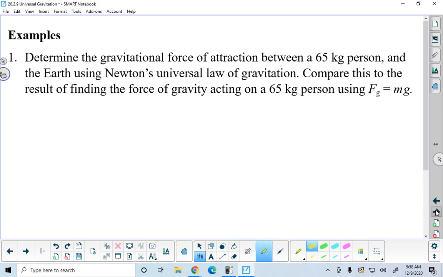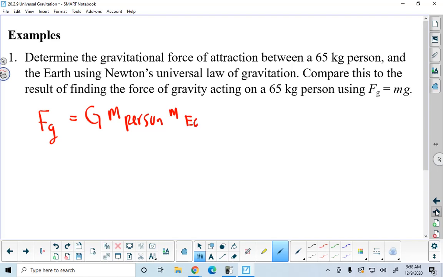So what we're going to do is write out that the force of gravity on the person will be equal to G times the mass of the person times the mass of the Earth divided by the distance between them squared. But this is really, really important, what I'm about to say. When I'm standing on the Earth, I know that the distance between me and the Earth is 0. However, in the formula, it's the distance between the centers of the objects.